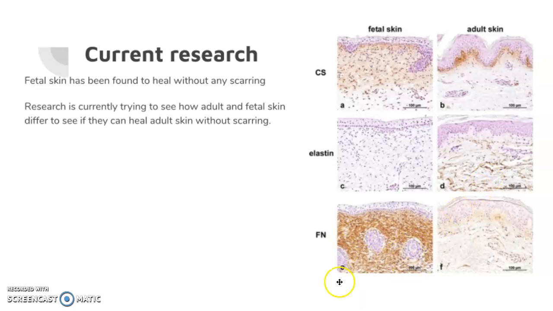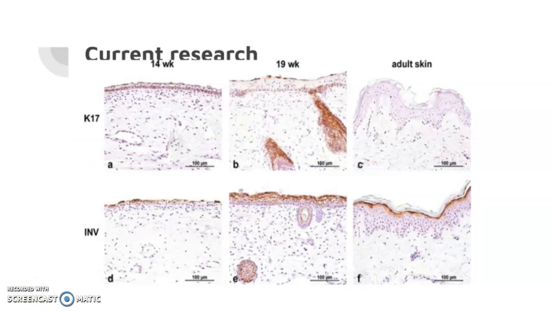FN, like we see here, there is tons of it in the fetal skin, almost none of it in the adult skin. Finally, with the current research, K17. There's tons of it in the embryo, and almost none of it in the adult skin. And the other thing is involucrin. Involucrin was found a ton in the fetal skin and only present in the granular layers of the adult epidermis. Almost none of it is found in the adult.